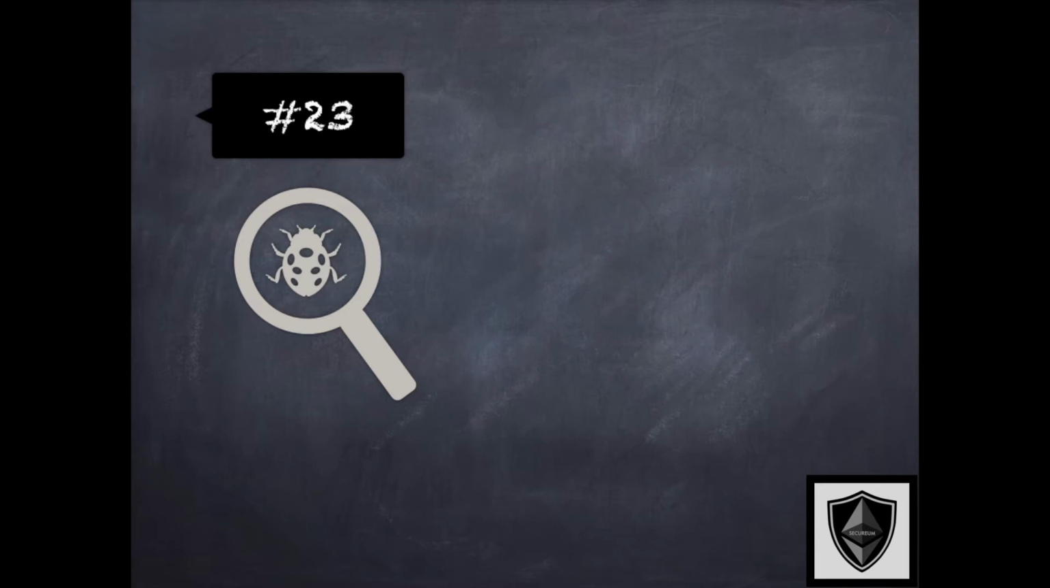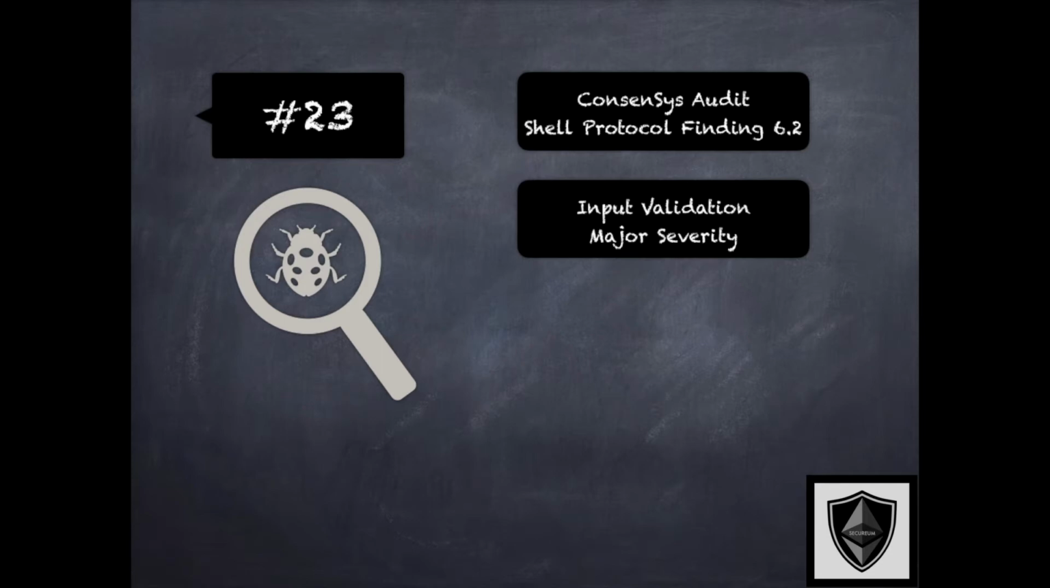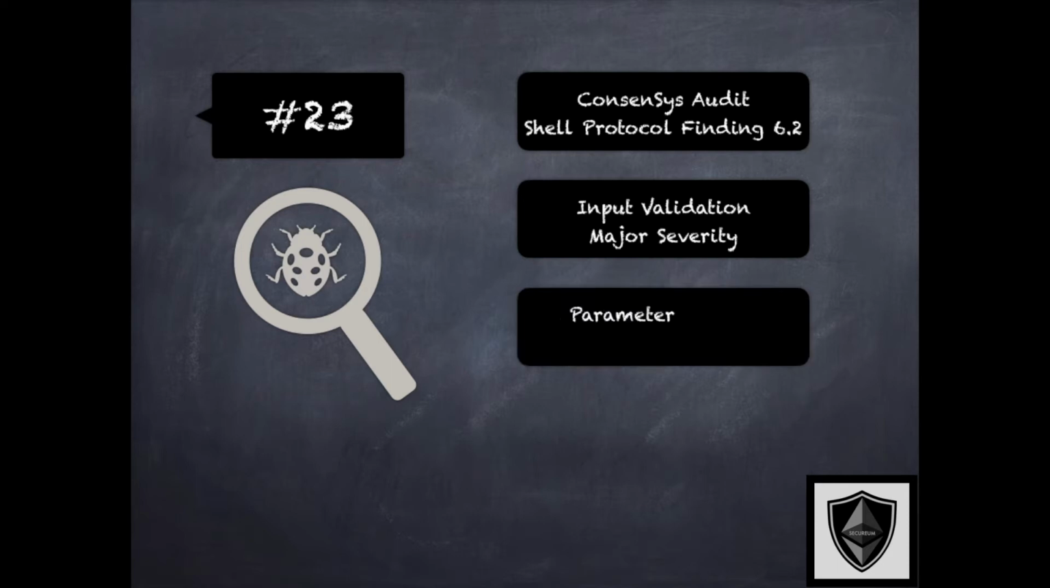Number 23 is a finding from consensus diligence audit of Shell protocol, where it was a major severity finding related to the input validation category, where certain functions lacked input validation, such as uint should be larger than 0 when 0 is considered invalid, uint should be within constraints or thresholds, int should be positive in some cases, length of arrays should match if more than one related arrays are sent as arguments, and addresses should not be 0 addresses.